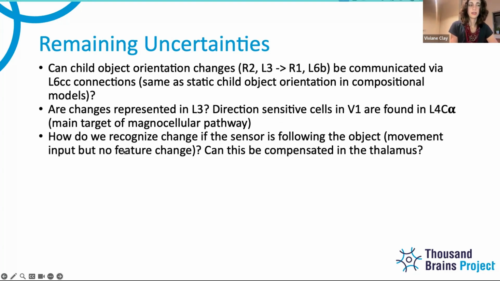Then another one I didn't talk about is how do we recognize change if the sensor is following the object? So kind of smooth pursuit, where we have movement input but no feature change. That's something you also brought up before, Jeff. Basically, how does this change information get into layer 3 or be compensated in the thalamus? And how would that mechanism work?